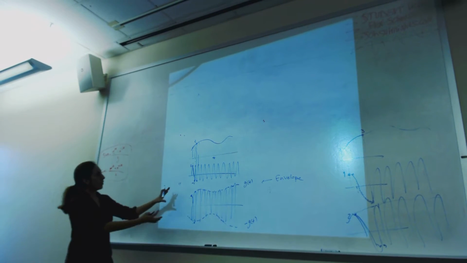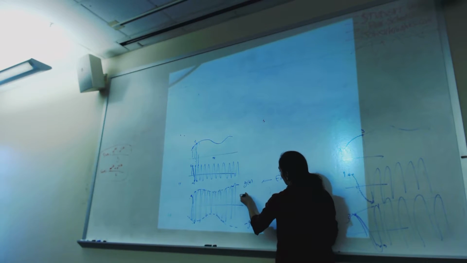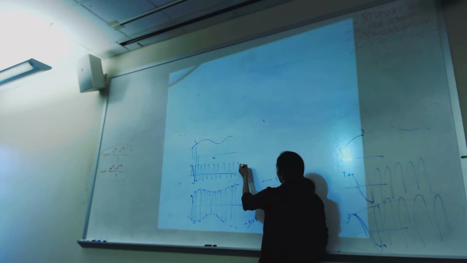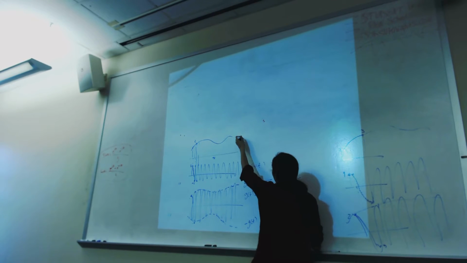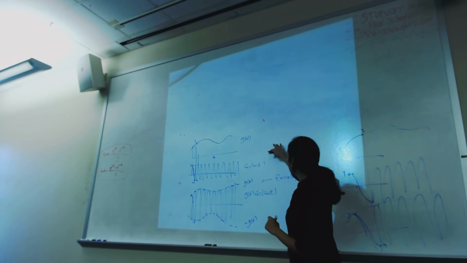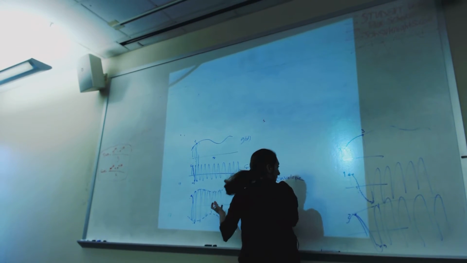So therefore, this is g of t times cosine of omega t. This is what happens in time: I multiply my signal by cosine, and this is what I get in time.